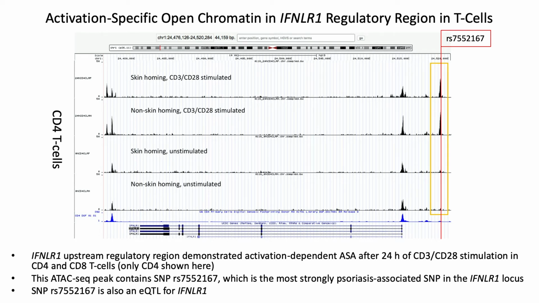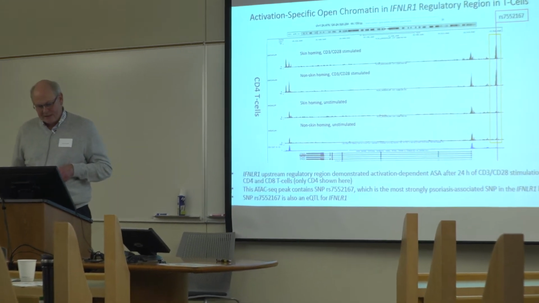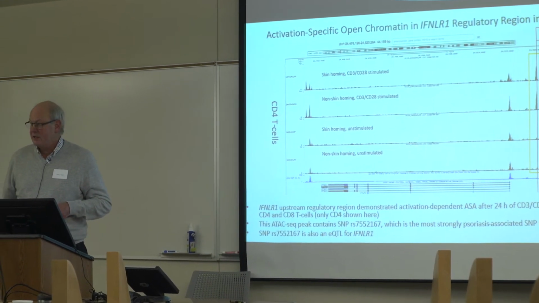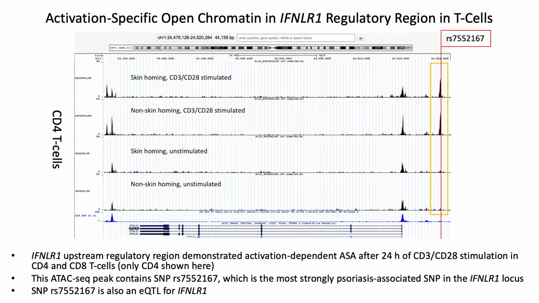IL-28RA is the old name, now it's interferon-like receptor 1. And you can see that there's an area where we had an accessibility peak show up, and the most strongly associated SNP in the region is right on that peak. And that SNP is also an eQTL for the gene. So we're excited that, even though this is a global approach, we're coming up with hits that we can then follow up in other data sets, or with other people that we can actually call back.